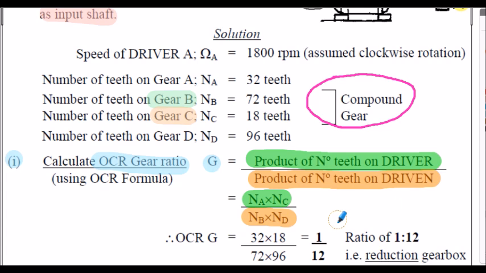Sometimes students add these values, but they're multiplied. So here the gear ratio G from the awarding body definition evaluates to be 1 upon 12, sometimes written as 1 to 12. And using the awarding body definitions, that's a reduction gearbox. In other words, the output speed is slower than the input speed.